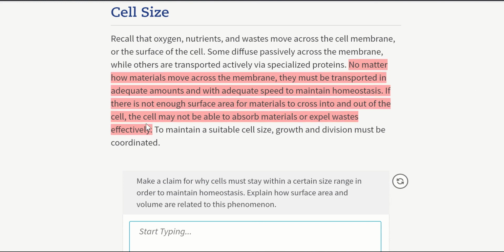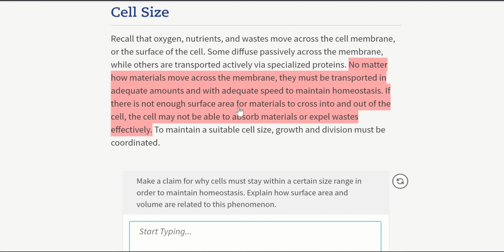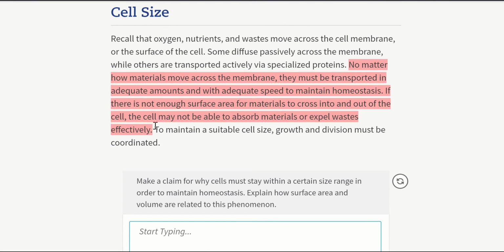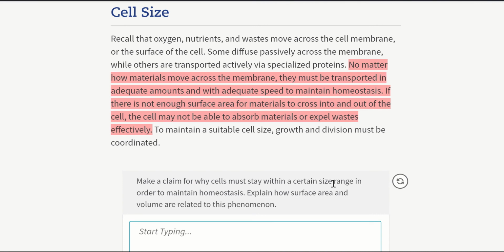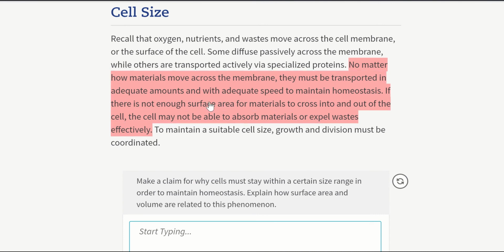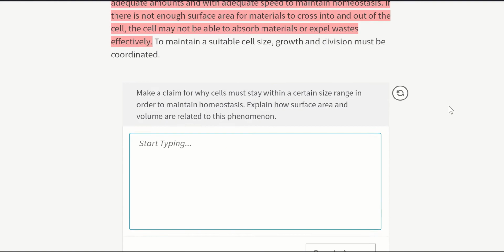It says if there's not enough surface area for materials to cross in and out of the cell, then the cell might not be able to absorb enough materials or get rid of waste effectively. And that's why surface area to volume ratio is important, right there in that little paragraph.